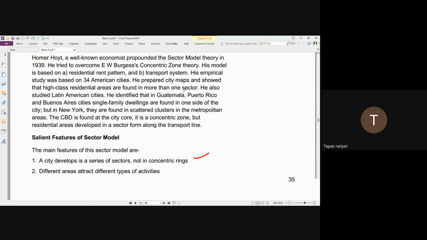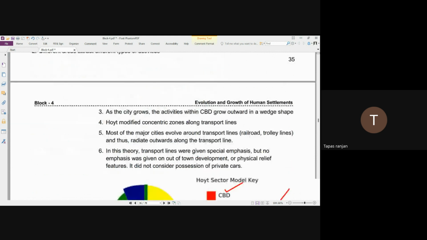and people have to fight through different difficulties to fulfill their needs or to fulfill different requirements. They will have to go to maybe different places, where services will not be easily available. Okay, as the city grows, activities within CBD grow outwards, and it is basically in a wage set.